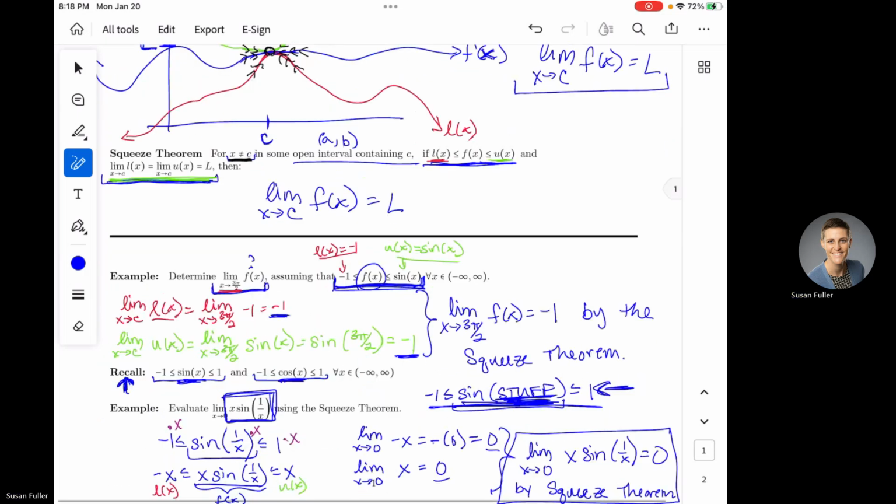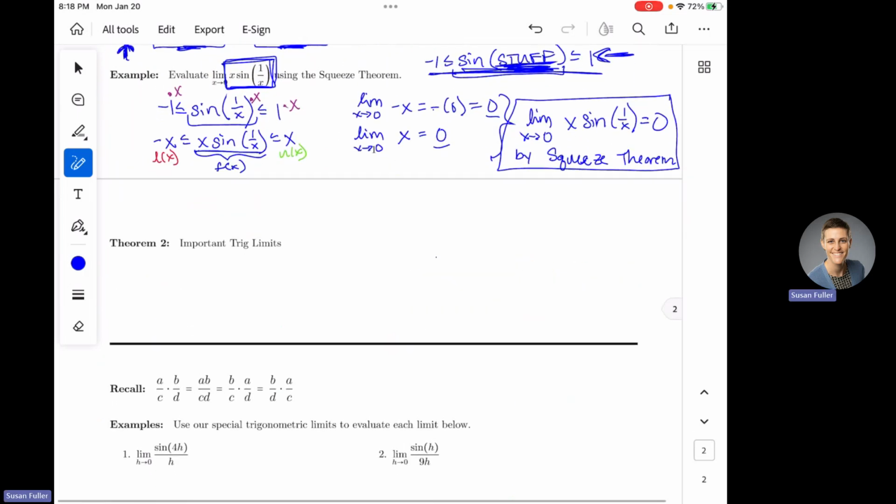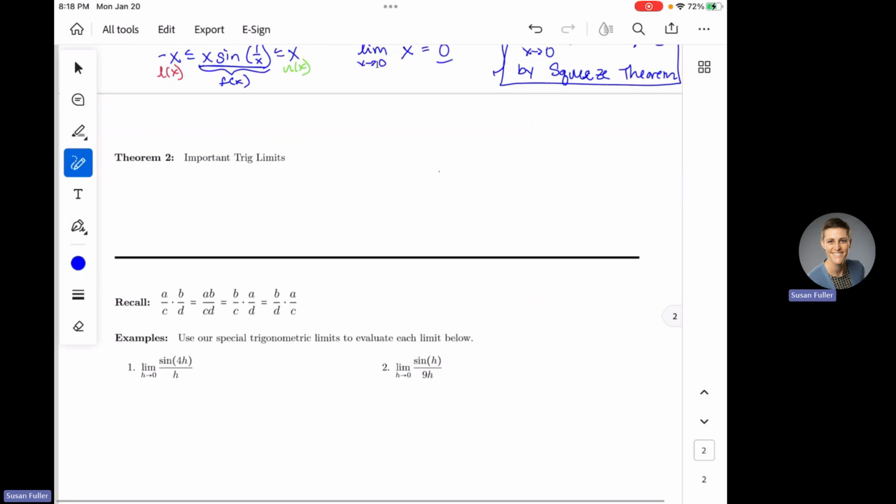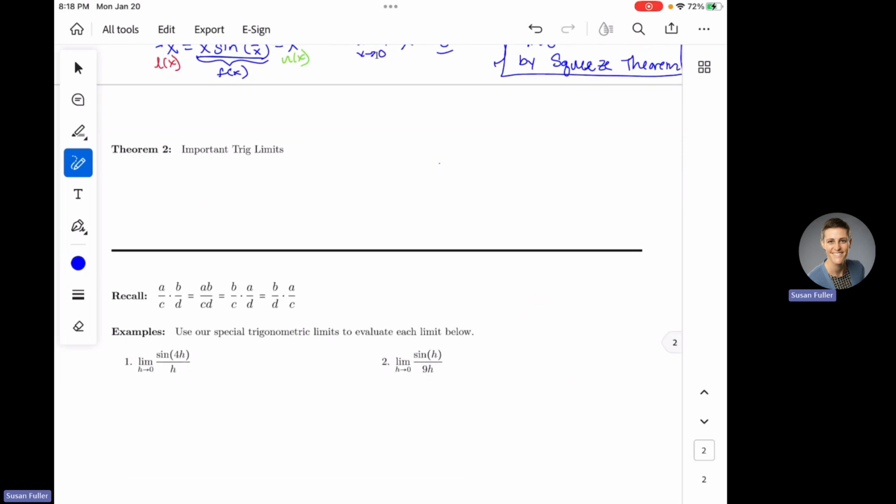So these are both in the same section because they tend to be very trigonometric in nature, but the squeeze theorem and these important trig limits are separate. So I want to clear your mind. We're starting something new. These are in the same section, but they're very different. Okay, so now we are going to figure out how to evaluate some trig limits when things let you down.